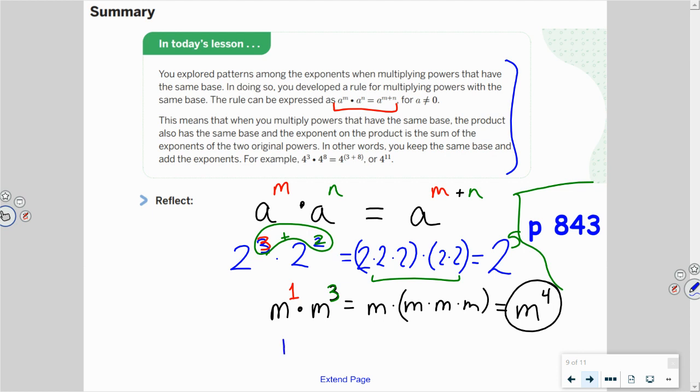Make 2 examples of your own, please. One with numbers, one with variables. Go and write 2 examples. That's what I got. You may continue into the exit ticket.